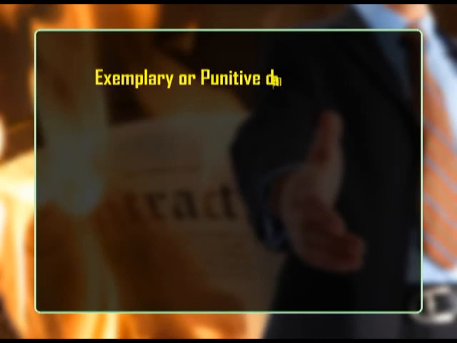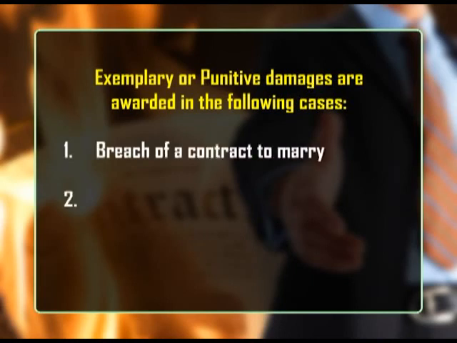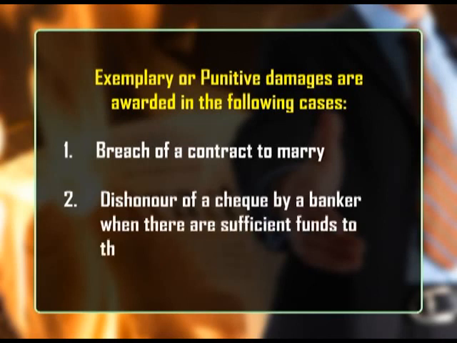Exemplary damages are awarded with a view to punish the guilty party for the breach. The exemplary damages have no place in the law of contract, since the object of the damages is to compensate the loss suffered by the injured party in case of a breach. However, exemplary or punitive damages are awarded in the following cases. Number 1, breach of a contract to marry. Number 2, dishonor of a check by a banker when there are sufficient funds to the credit of a customer.